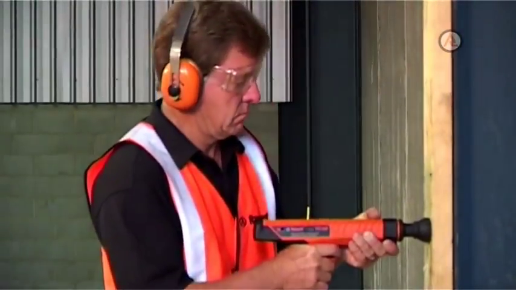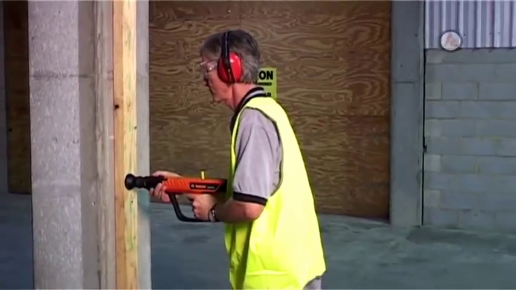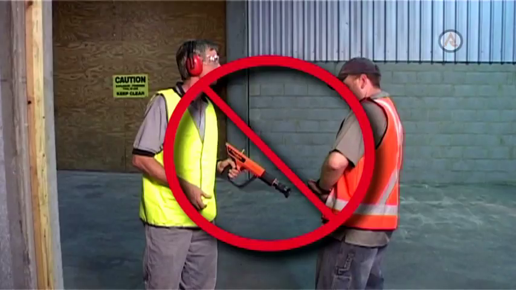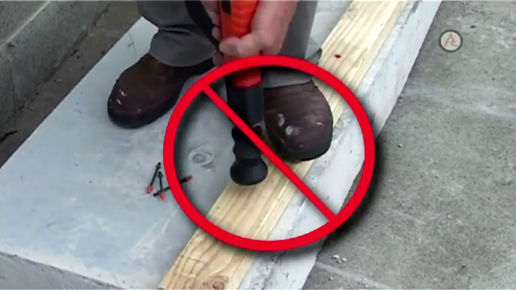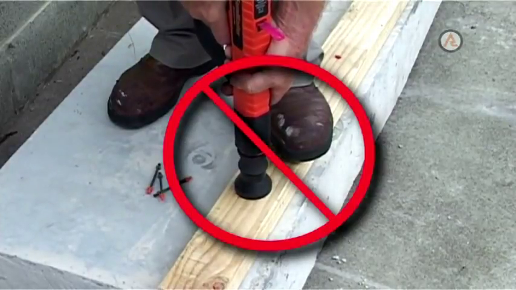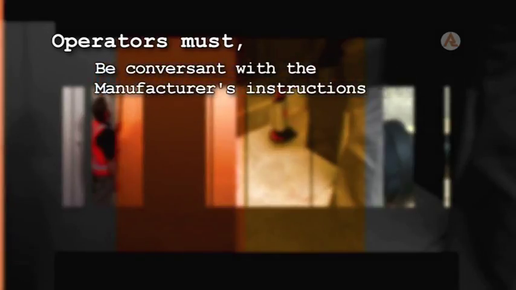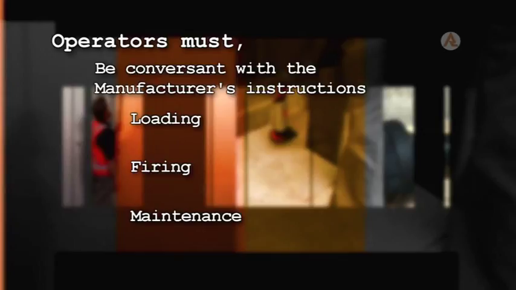Powder-actuated fastening tools are not toys. Never point the tool at yourself or any other person. This rule applies even if you think the tool is not loaded. When the tool is being operated, keep all parts of your body clear of the lower front area where the fasteners are being driven. It is of prime importance that operators of these tools be conversant with the manufacturer's instructions with regard to loading, firing, and maintenance of the tool.